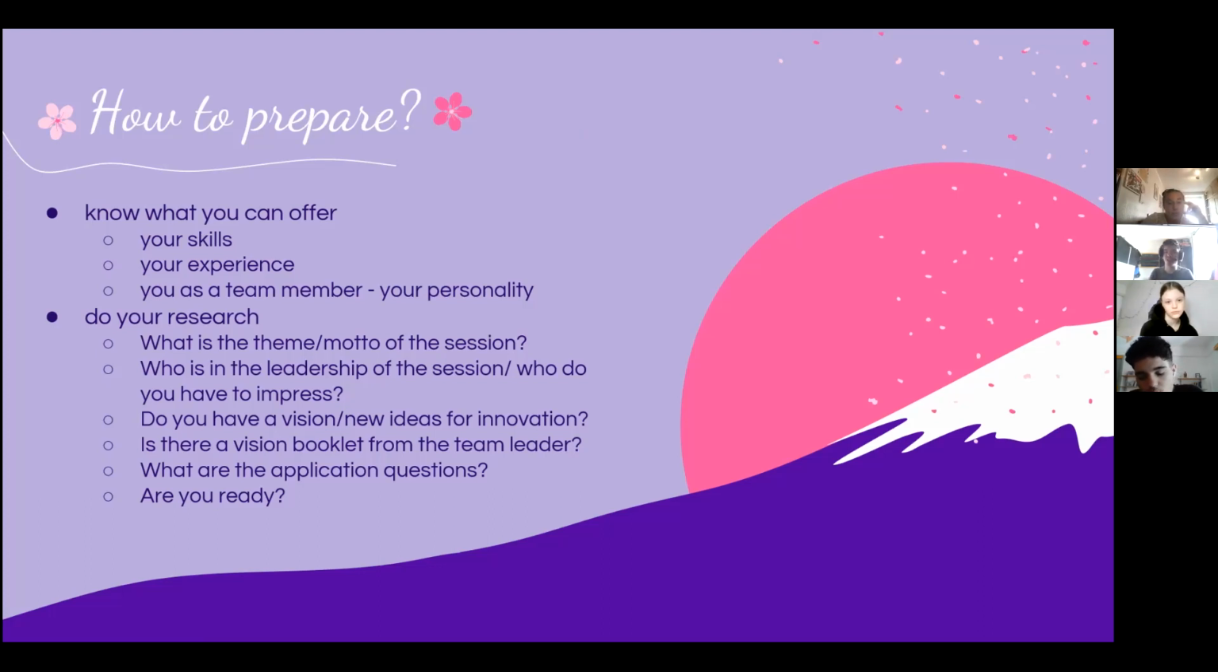Do you have a vision, new ideas for innovation? Selection panels always love the idea of innovation, something new that shows, oh wow, this person really thought about this. Is there a vision booklet from each team leader? You might look at the vision booklet, especially for, say, media, and see, oh, we're looking for two EAs. One of the EAs would be in charge of videography, and one of them would be in charge of social media. And you know exactly what the selection panel wants, or what the editor wants. How can I tailor to one of those? So you might prefer social media, so you might talk a lot about social media in your application. And that's perfect. So just tailor your answer to the vision or to the theme of the session.